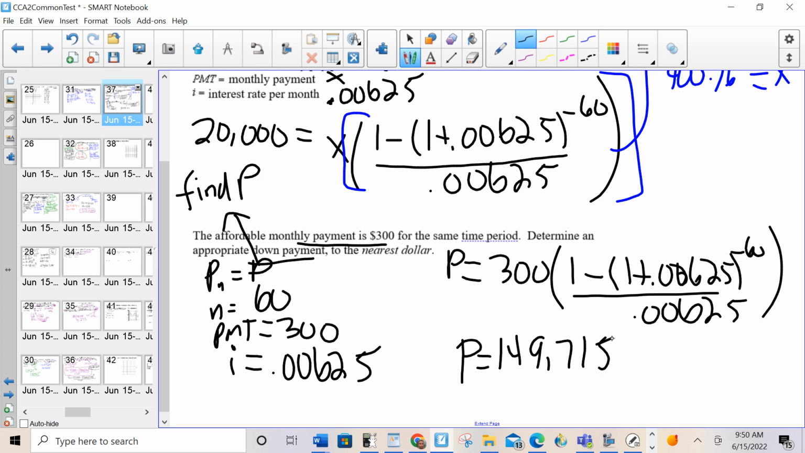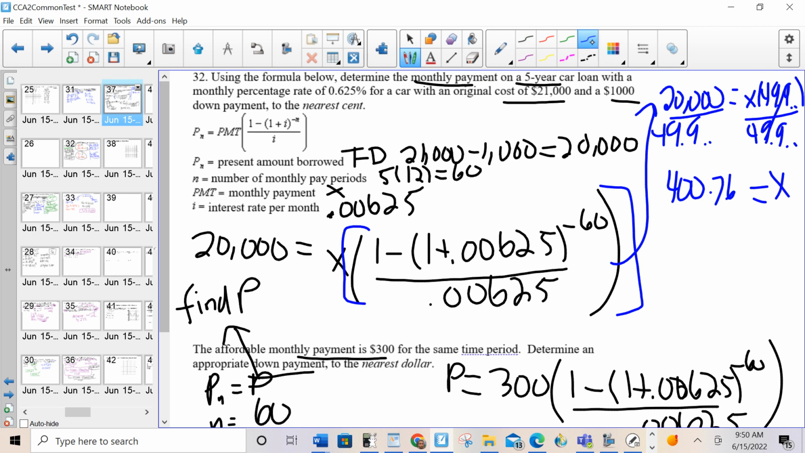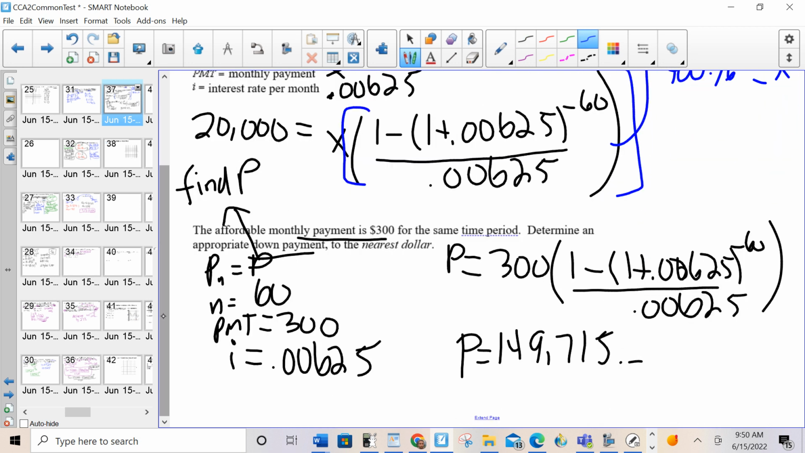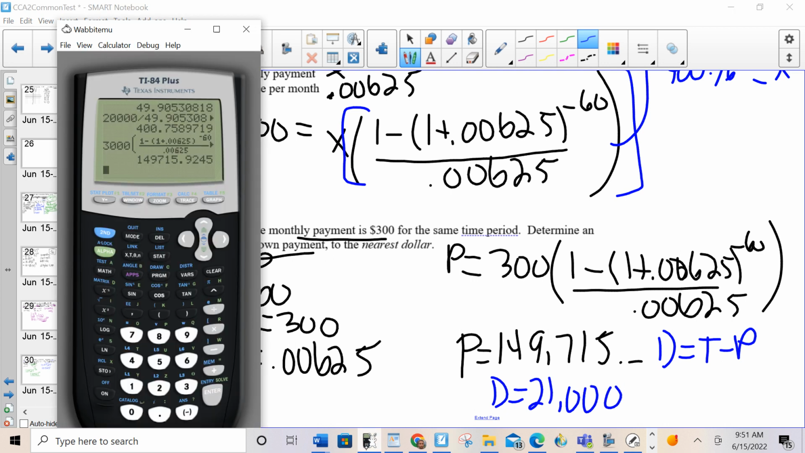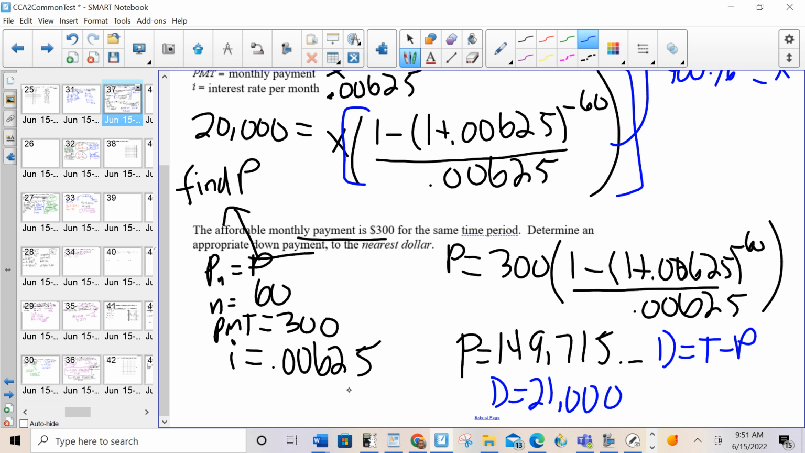Now that's P, that's the principal value of the loan. To find the down payment, I now subtract it from the total cost. So if the total cost is 21,000, my down payment is my total cost minus my principal. So my down payment is 21,000. So was I a decimal point off somewhere? Hold on, that didn't look right. 300. I am human. I do make mistakes. Something didn't look right there, so I checked my work and I found my mistake. 300, not 3,000. So it's 14,971.